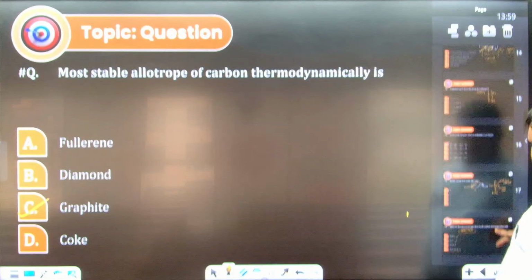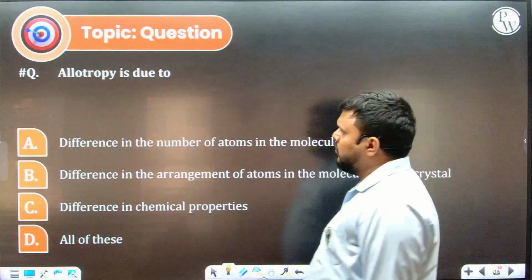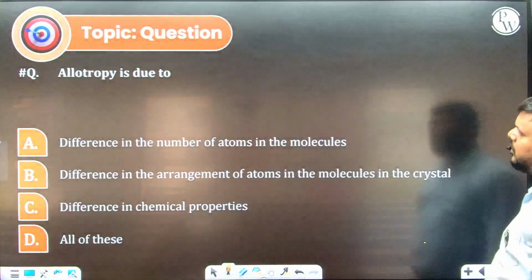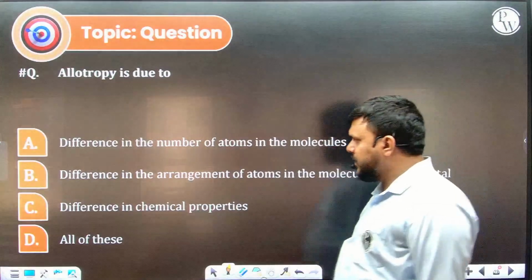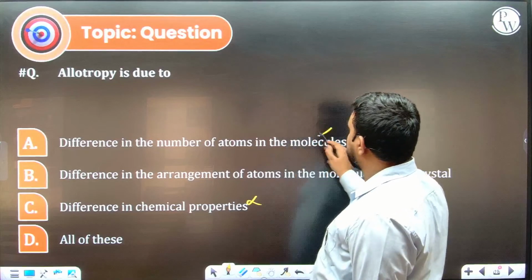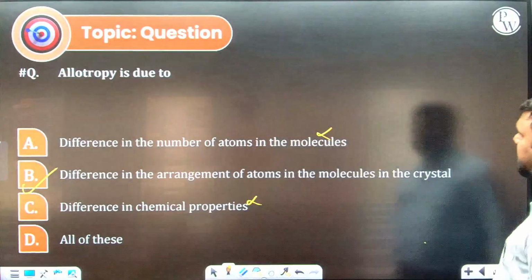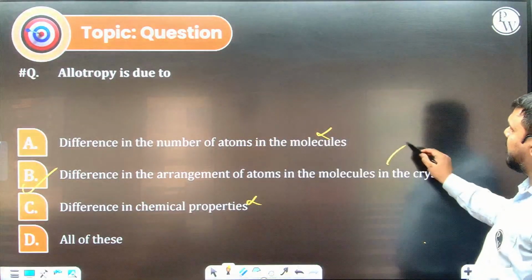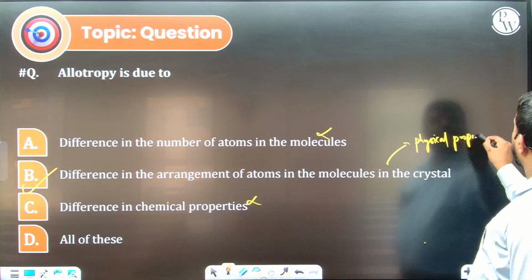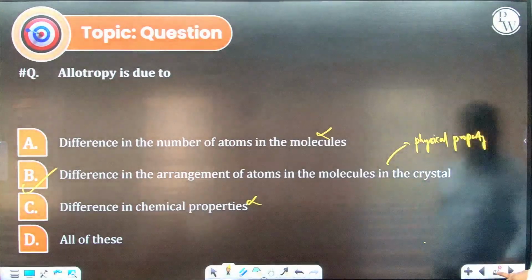Also, questions related to allotropy. Allotropy is due to difference in the number of atoms in the molecule? No. Difference in the arrangement of atoms in the molecule crystal? Difference in chemical properties? Already I told you chemical properties will be the same, so this is also incorrect. The only correct option is B, difference in the arrangement of atoms in the molecule crystal. That's why physical property will be different, but chemical property will be the same. So the answer will be B option.